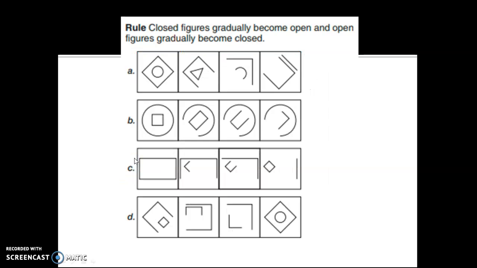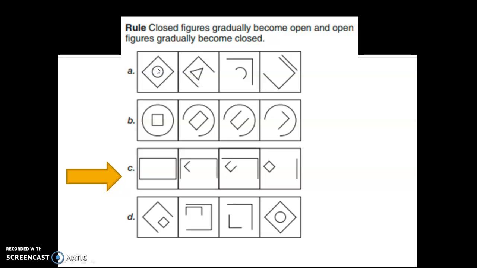Our answer is option C. The last problem for this video. This is a constant type we have seen, the third question of this type in this video. Closed figures gradually become open and open figures gradually become closed. By now you might have figured out that the answer here is option C, because this rectangle is becoming more and more open, and the open figure, which was two sides of a square, became a complete square. This is not seen anywhere in the remaining options.